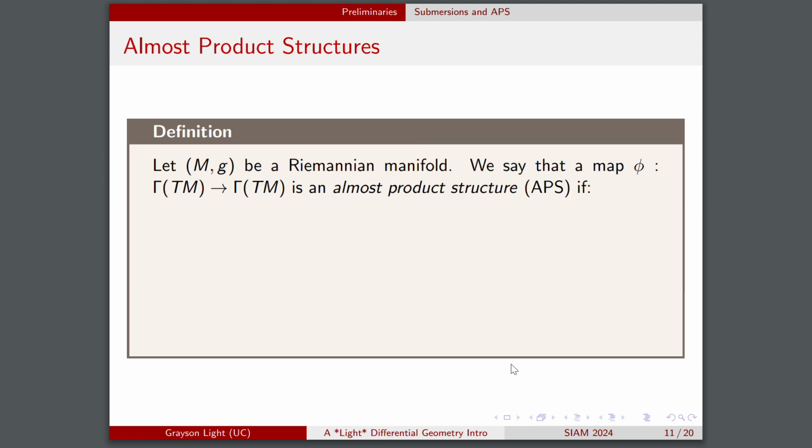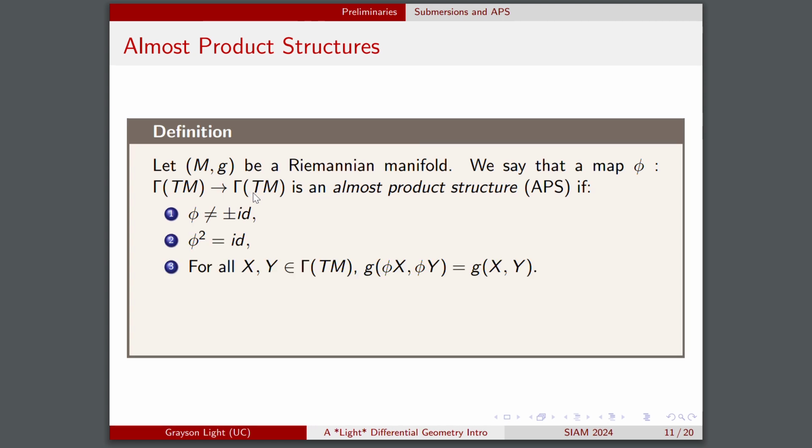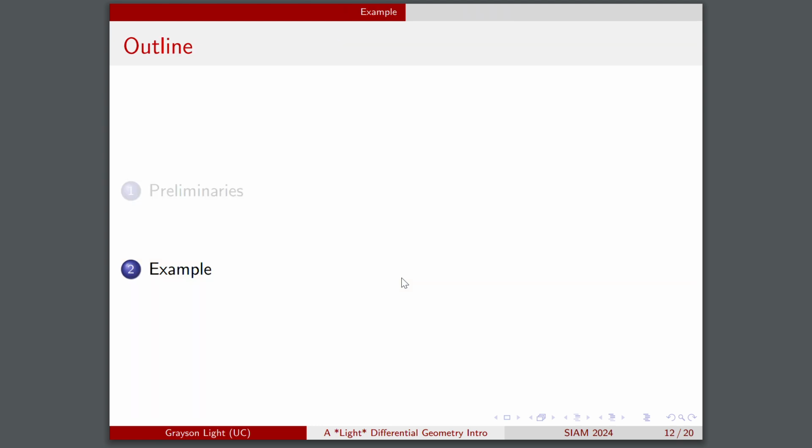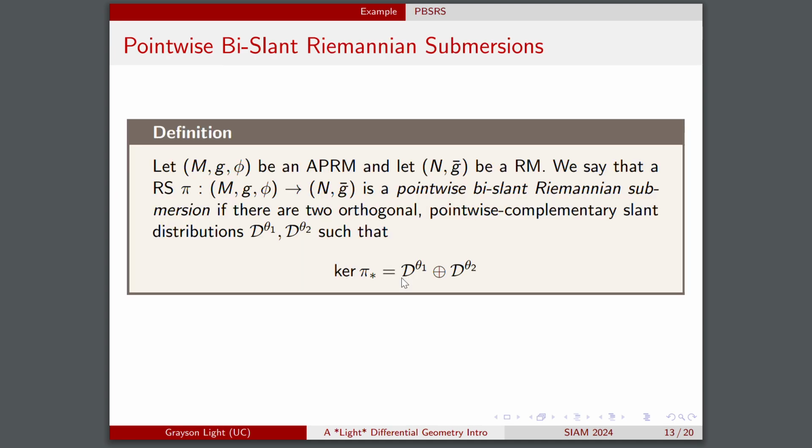And then the very last result before we go into our specific results is the almost product structure. These are mappings that take a vector field on M and yield a vector field back, and they have 3 properties. It's not plus or minus identity. It's a little too easy. But its square is. Not only that, just like with the linear isometry thing, if phi appears twice in the metric, you can just drop it. That's pretty nice. Now, a Riemannian manifold with an almost product structure is called an almost product Riemannian manifold. Okay, so that covers all the preliminary stuff. Let's actually get into our research.